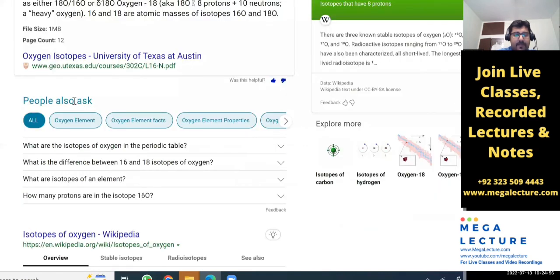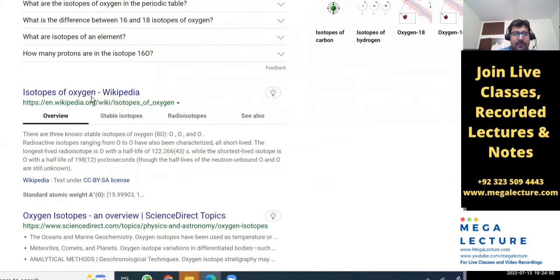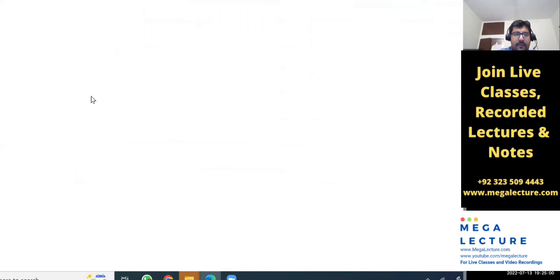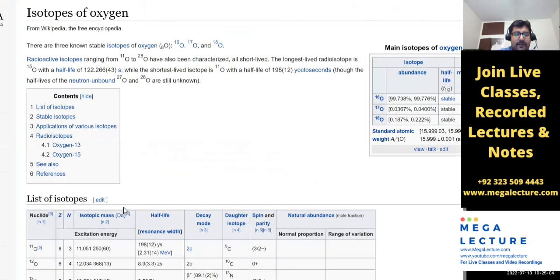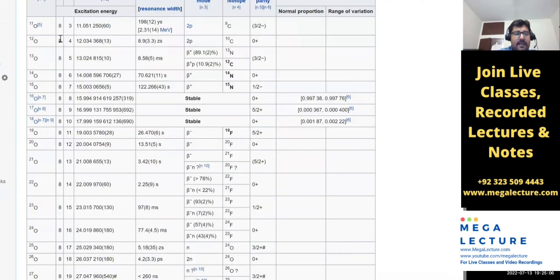Isotopes of oxygen on Wikipedia. So there are going to be lots of them. Oxygen can have an atomic mass of 11. They can all have different numbers of neutrons. But the most stable one is 16. Here its percentage will also be given. That's the most, about 99%. 99% of all oxygen is 16.